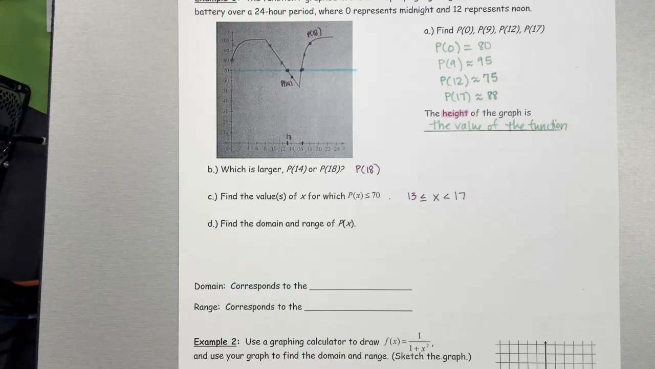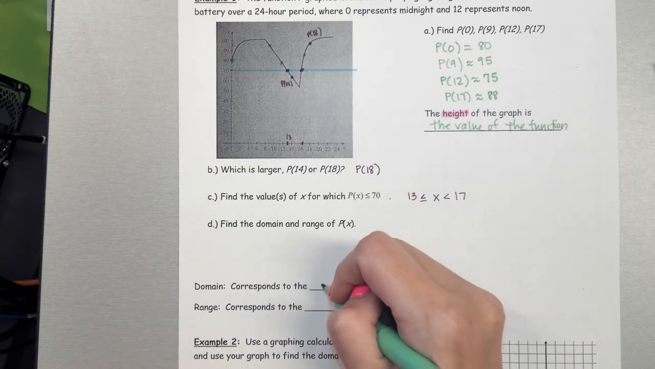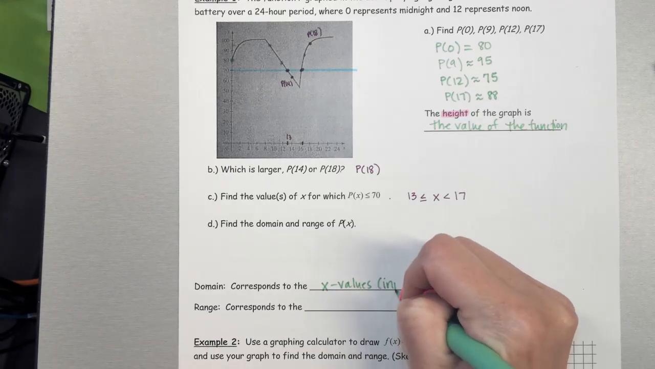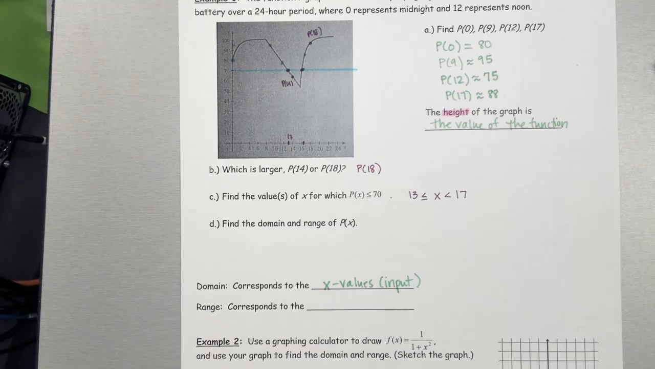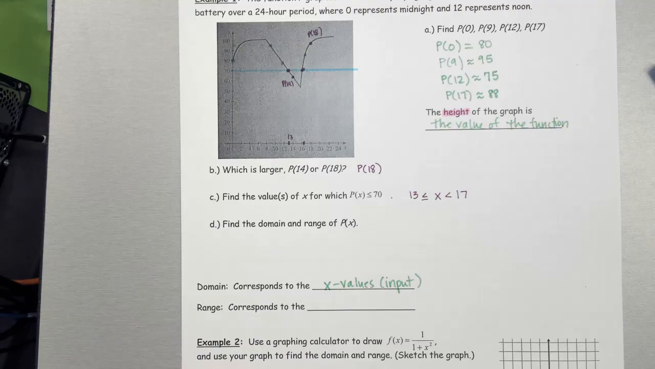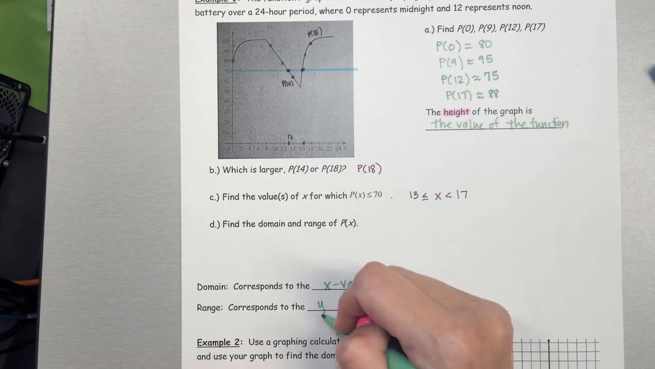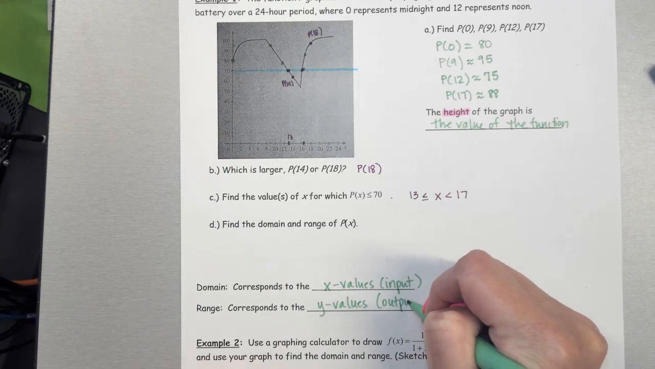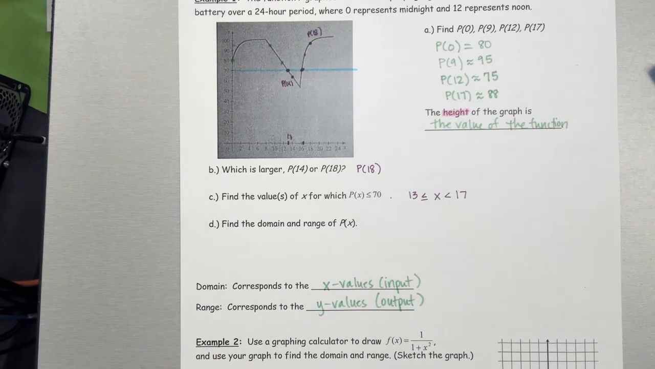All right, and then for the domain and range, we know that the domain is going to correspond to your x values, which is also going to be the input of the function. So sometimes our input might be another variable, and we're still going to have to find the domain today. And then the range corresponds to the y values or the output. So even if it's not y, we're going to correlate it with that output value.